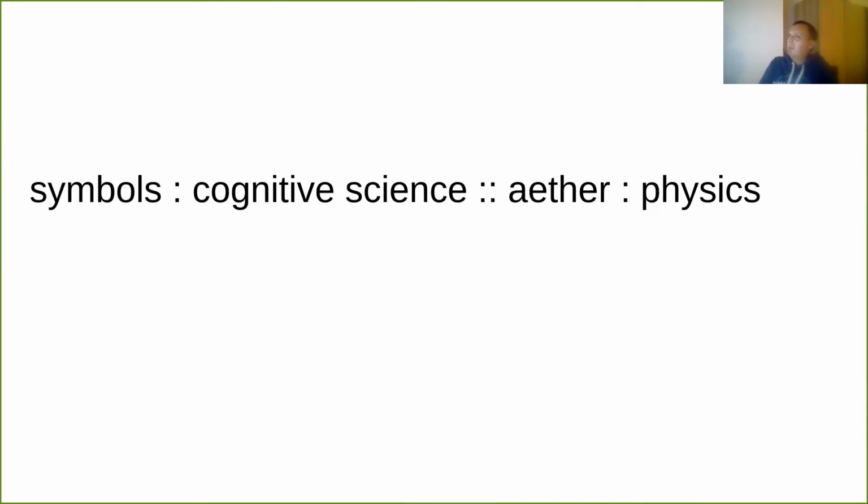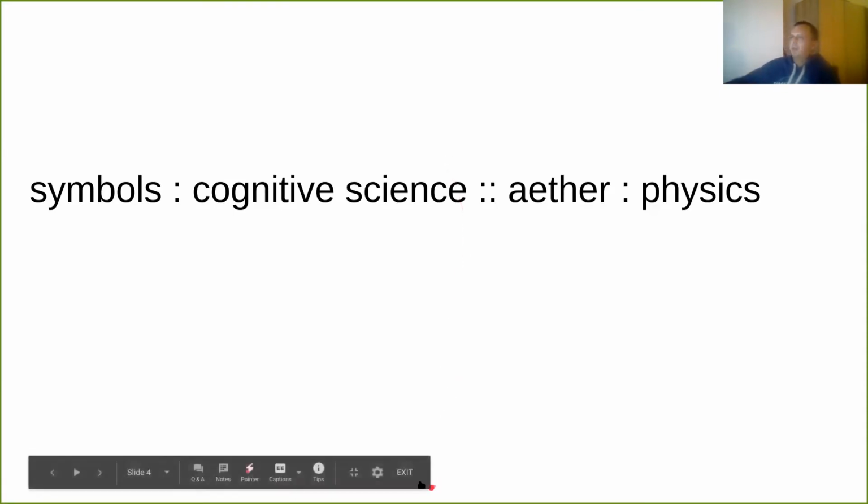So people have argued that the same holds for symbols in cognitive science. I mean, it's true that you can explain many phenomena using symbols, but you don't really need them. If you get rid of symbols, it might get a little bit more difficult to explain these phenomena, but you'll be closer to the truth.